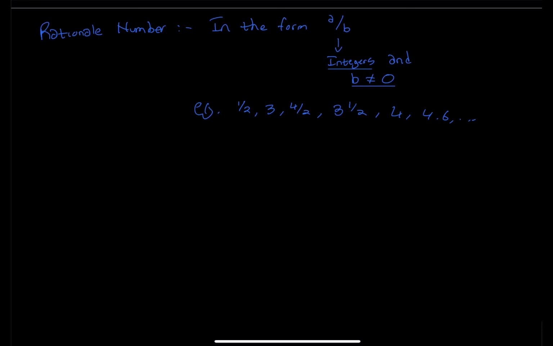Now you get something called irrational numbers. Irrational numbers, to put it simply, are basically numbers that are not rational. Examples of this can be pi, fourth root of 12, cube root of 4, numbers like that, etc.